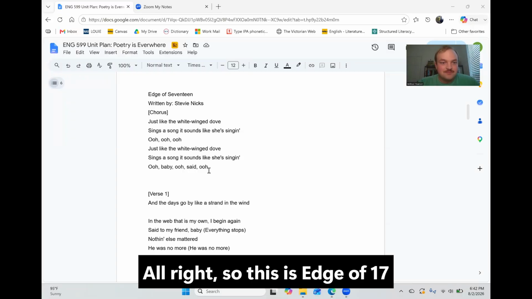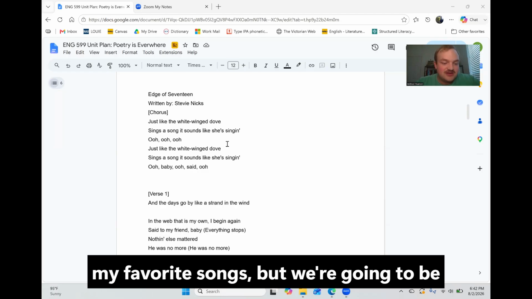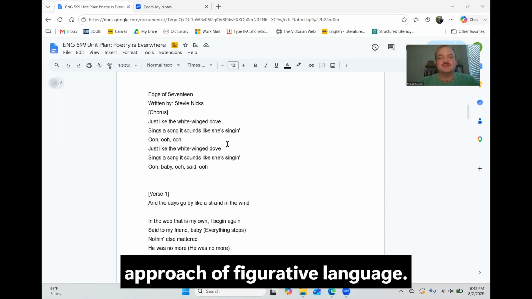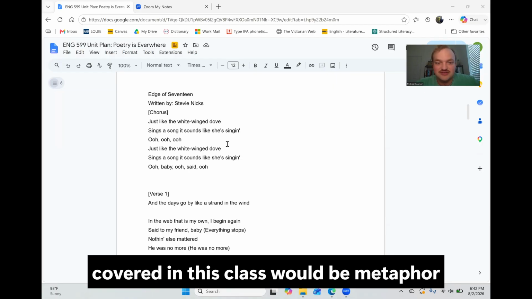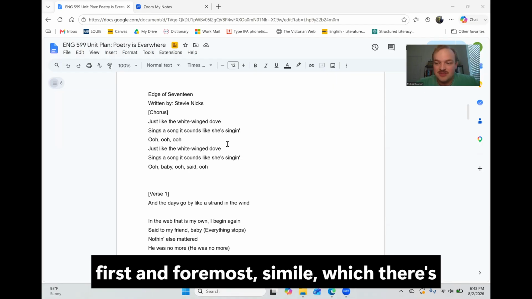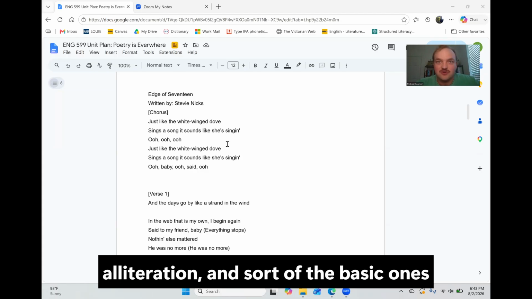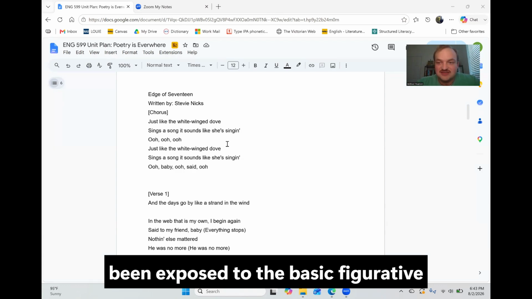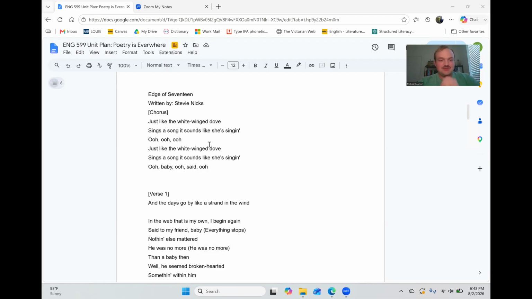All right. So this is Edge of 17, written by Stevie Nicks. This is one of my favorite songs. But we're going to be reading it today from the approach of figurative language. Specifically, the ones we would have covered in this class would be metaphor, first and foremost, simile, which there's a lot in this one, personification, alliteration, and sort of the basic ones. This unit comes after students have been exposed to the basic figurative language. All right, so let's begin.